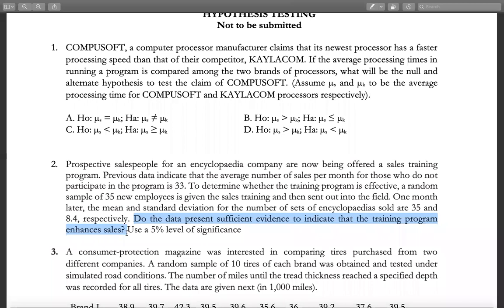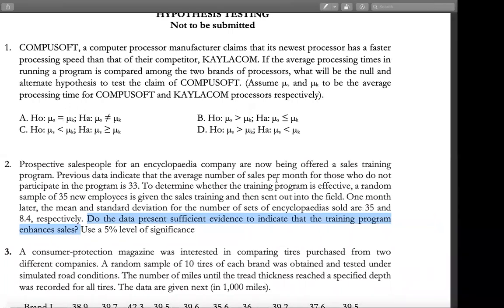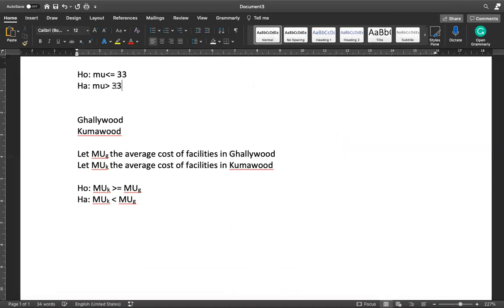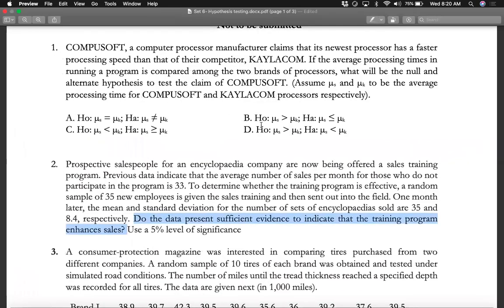That's the claim that they are making. And because it is enhanced, that means that it is strictly more than what we had before. You get it? So if the alternate is greater than, then its corresponding null will just be less than or equal to. That is what we are saying. Do you understand? Yes, sir. Right. Thank you very much. All right. So we can move on.